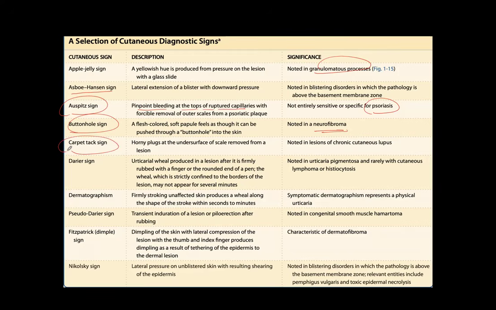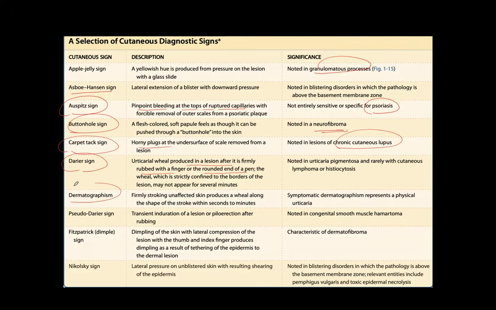Then there is the carpet tack sign, where horny plugs are found on the undersurface of the scale removed from the lesion. This is seen in chronic cutaneous lupus. Then Darier's sign. This is noted in urticaria pigmentosa, and cutaneous lymphoma or histiocytosis. What will happen here? A urticarial wheal is produced in a lesion after it's firmly rubbed with a finger or the rounded end of a pen. This is Darier's sign.